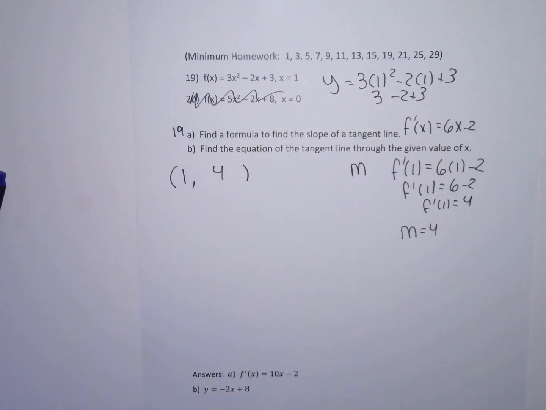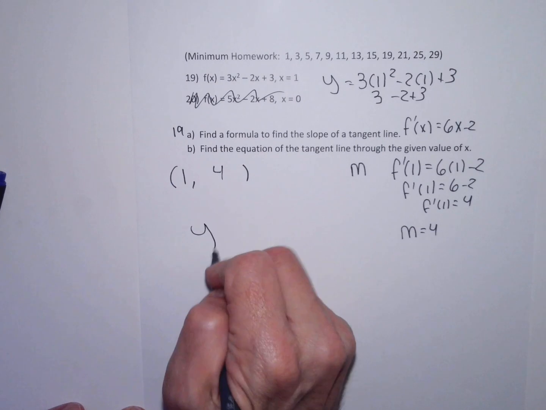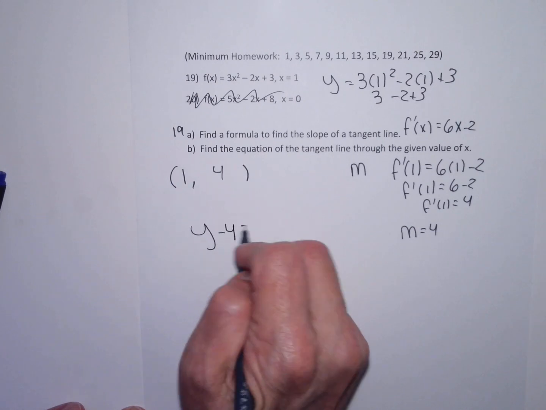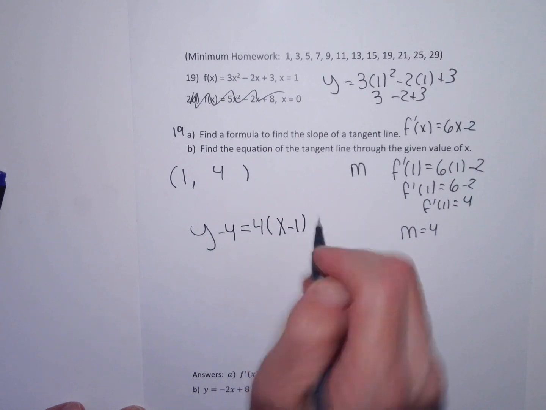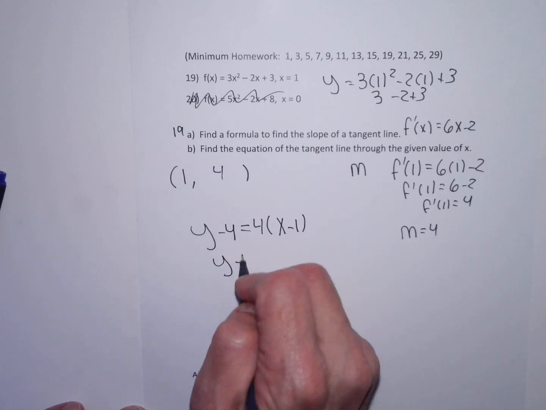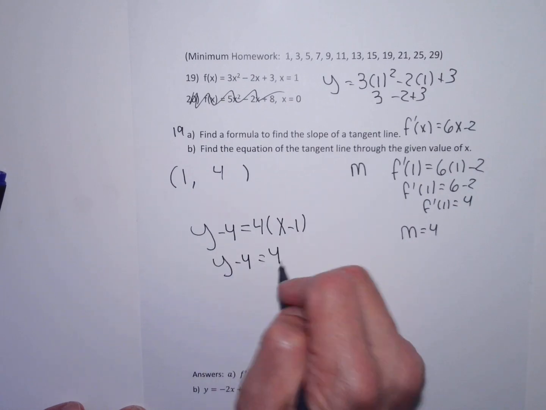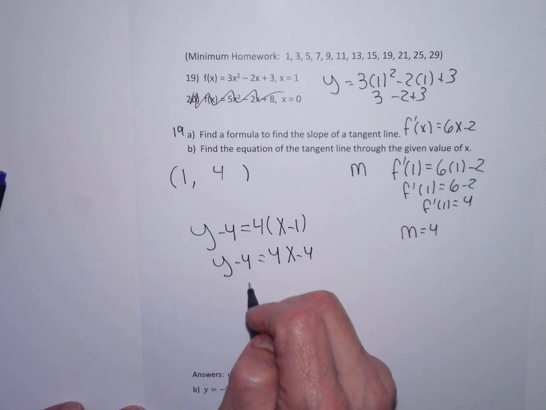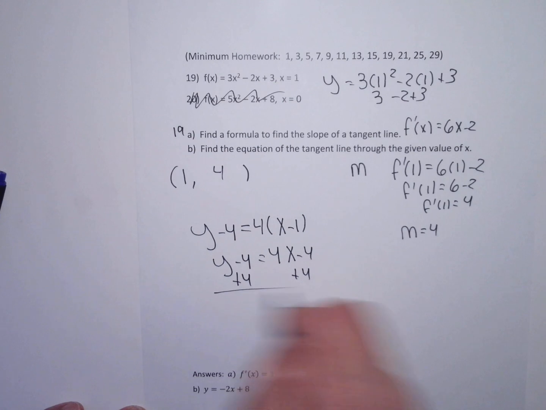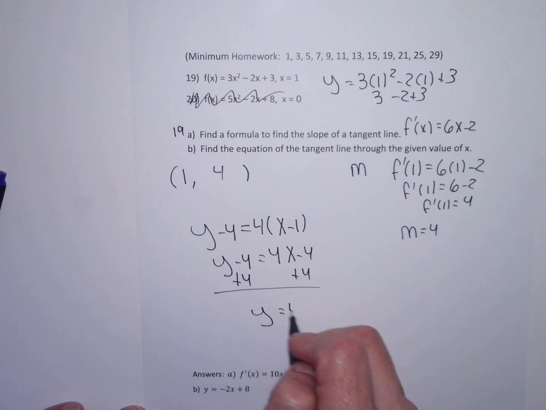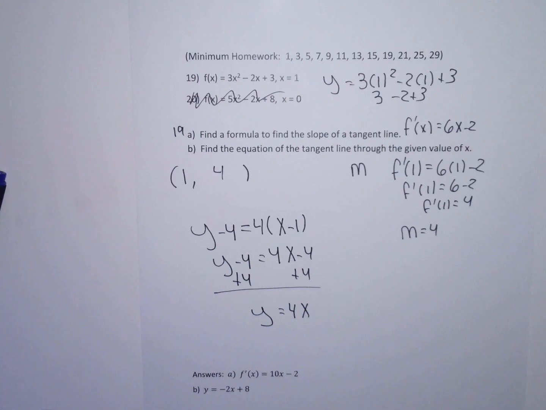So I have a point, I have a slope. Let me find the equation of the tangent line. Doing y minus the y-coordinate of the point equals the slope times x minus the x-coordinate of the point. This is going to give me y minus 4 equals 4 times x minus 4. This is a surprising answer. Add 4 to both sides, and I get y equals 4x for the equation of the tangent line in 19b.